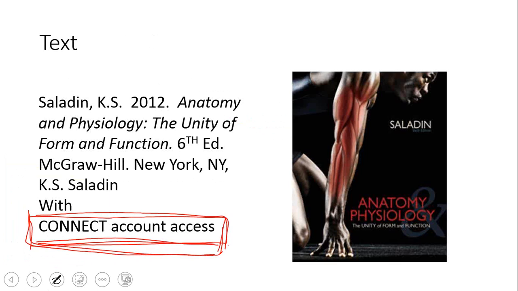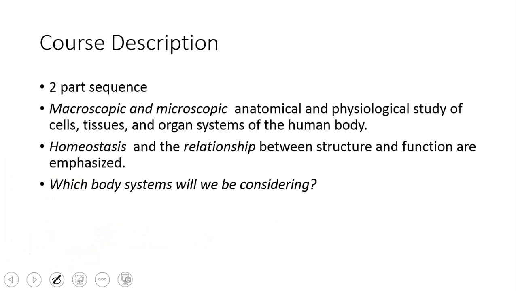All right, course description. This is a two-part sequence. We are going to be considering the macroscopic and microscopic anatomical and physiological study of cells, tissues, organ systems of the human body. Macroscopic, what you can see with the naked eye. Microscopic, what you need a microscope for. We will talk about the definition of anatomy and physiology in class.